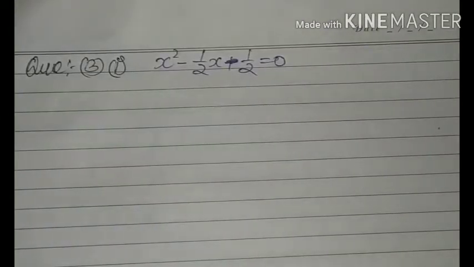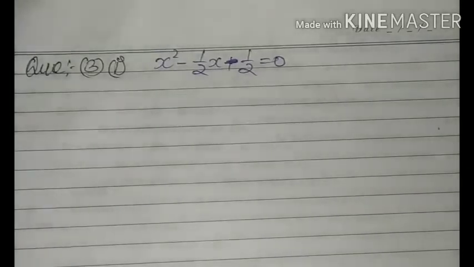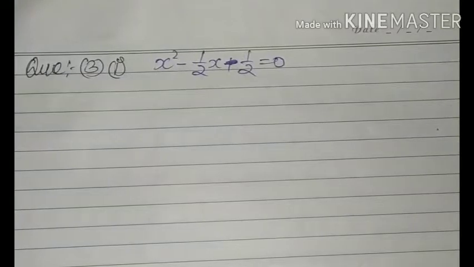Question number third is: we have to find the nature of roots of the following quadratic equations, and if real roots exist, then we have to find those roots. The first question is x² - (1/2)x - 1/2 = 0. First of all, we have to write the given quadratic equation in standard form.